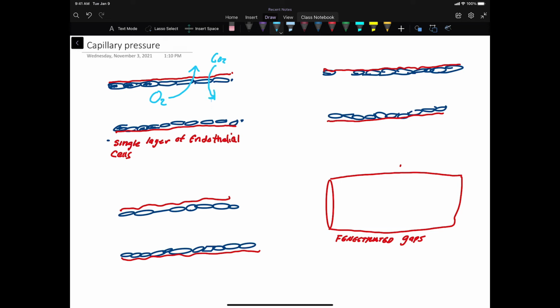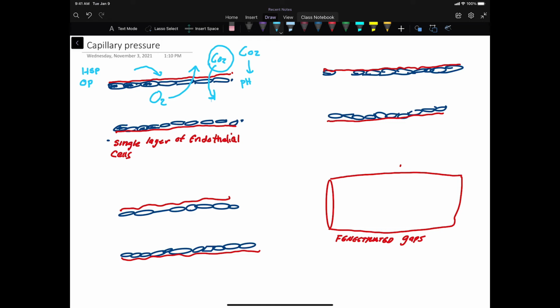Now, if there is a change in those hydrostatic pressures or oncotic pressure, then that can alter this process here. So maybe you have, as a result, more CO2 being pulled back into the blood and less oxygen being pushed out. And if CO2 is very abundant in the blood, that is going to alter blood pH. So that could be problematic, right?